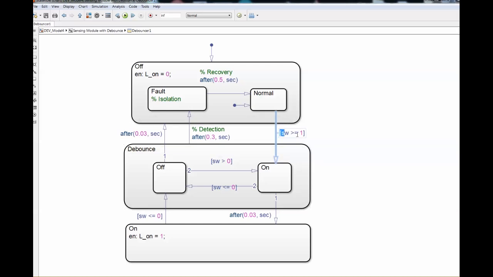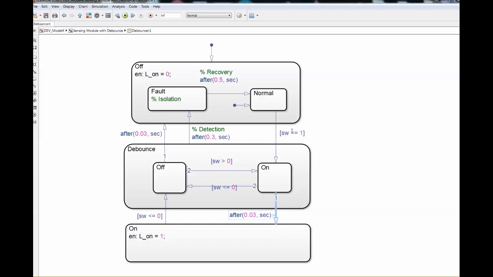So it says it's above or equal to 1. That is true. I could actually put equals equals to 1, but that's a Boolean, so it's 0, 1. Anyways, it goes down here, goes into the on state, and then checks: does it stay on for longer than 0.03 seconds? That is very short, but what that really does is it gets rid of those fluctuations.